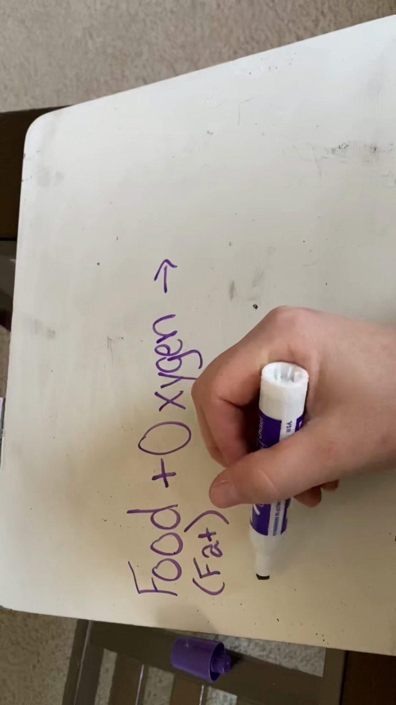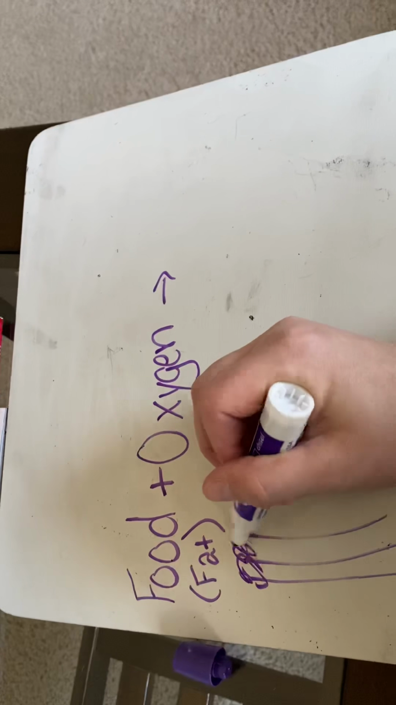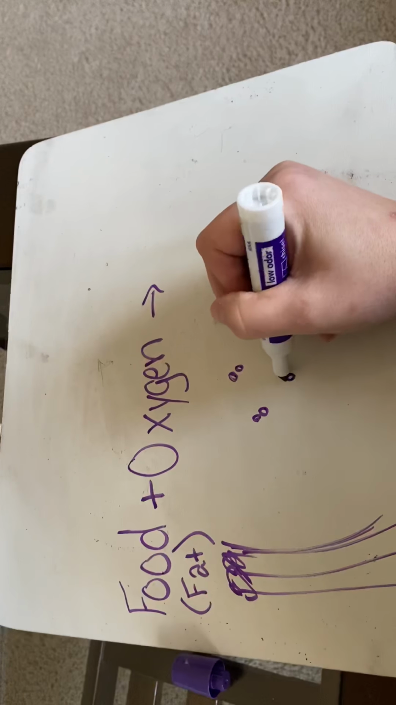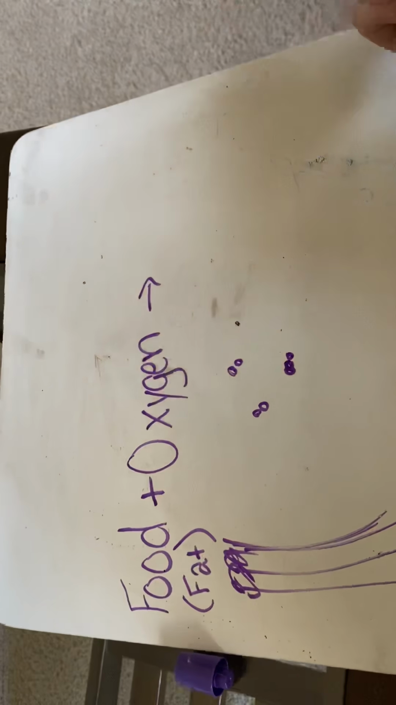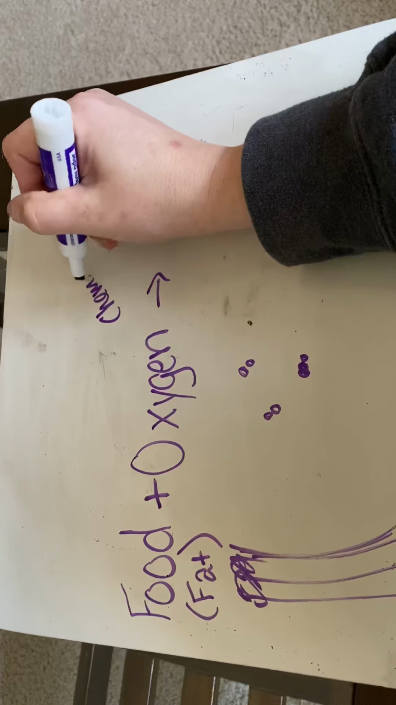So fat molecules, we've looked at those molecules, are really, really long chains. And then oxygen is pretty simple. It's just two little oxygen atoms that are bonded together. So what's happening is a chemical reaction.